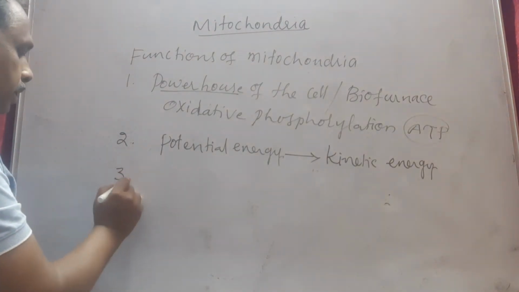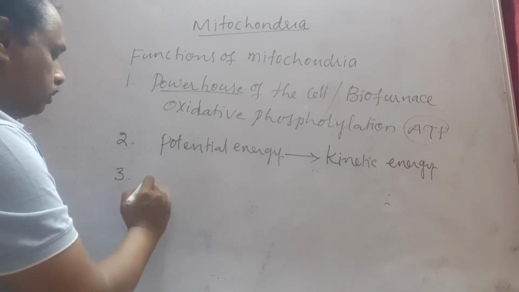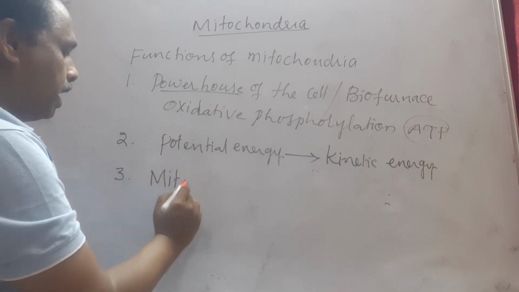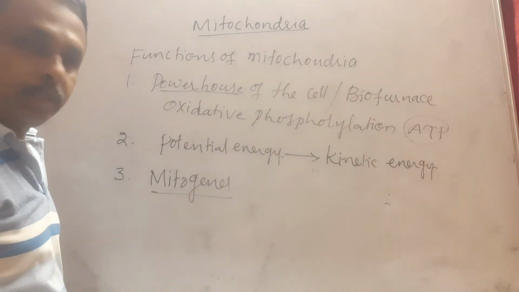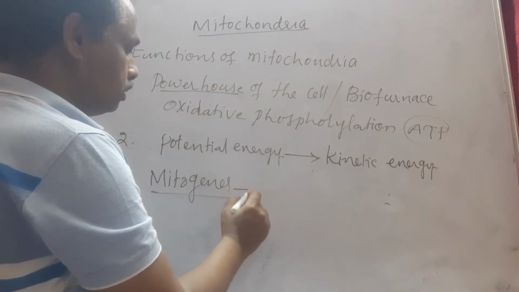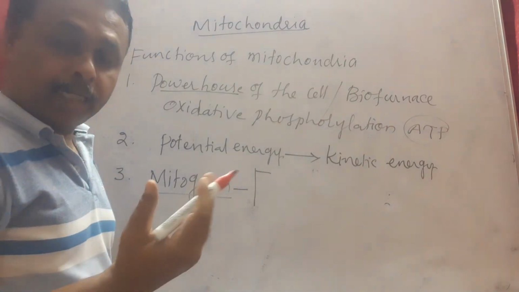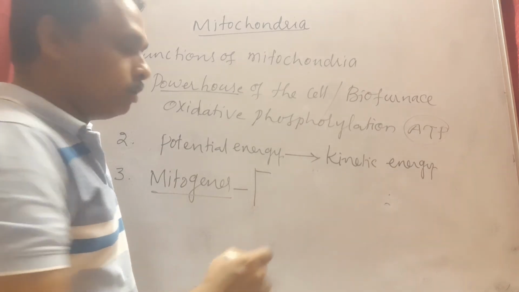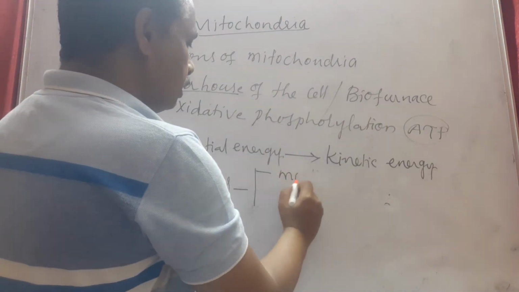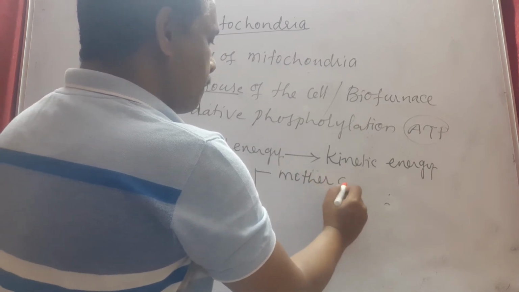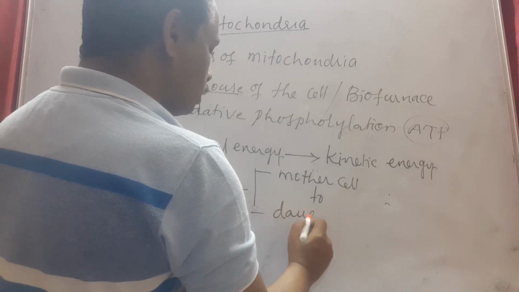The next one is mitochondria contain mitogenes. These mitogenes can transfer the characteristic features of mother cells to daughter cells.